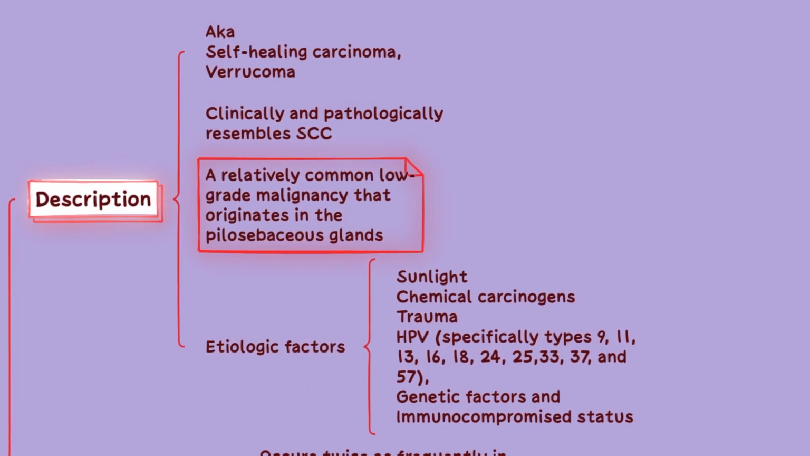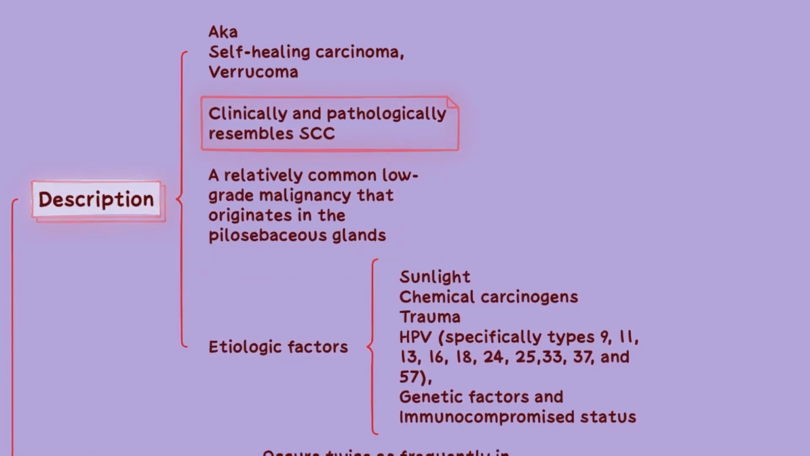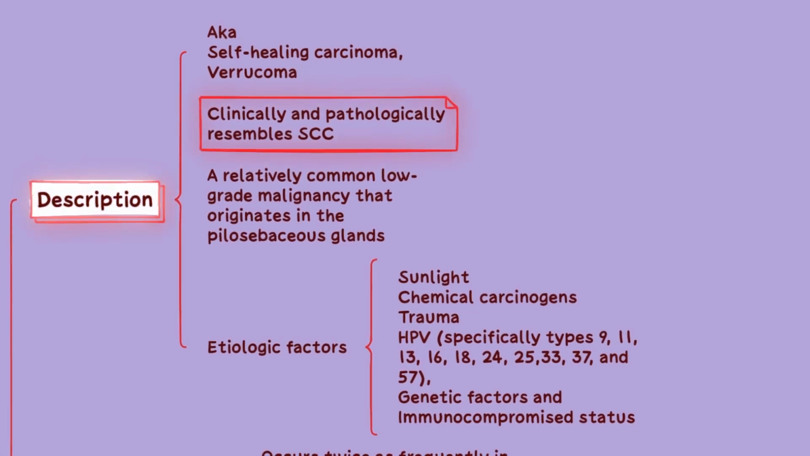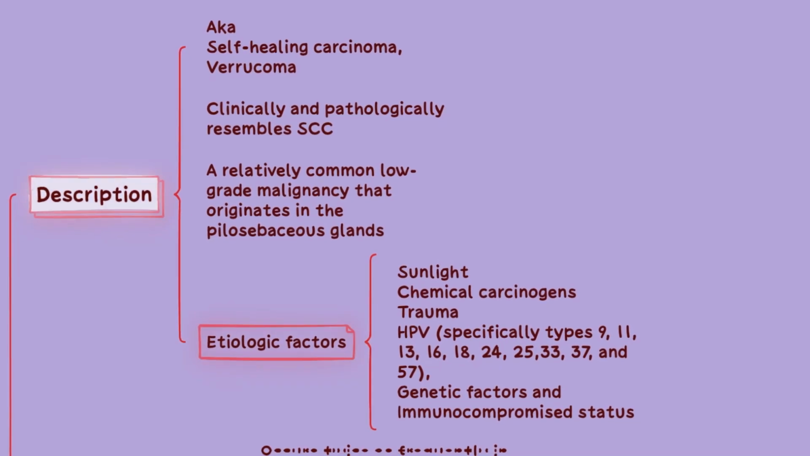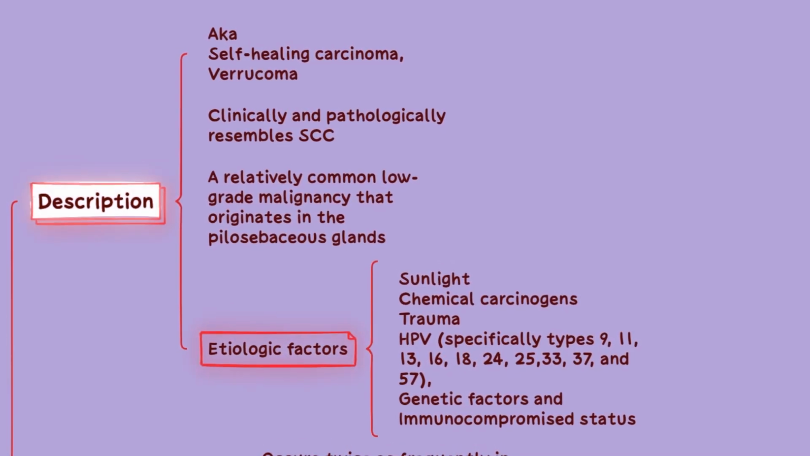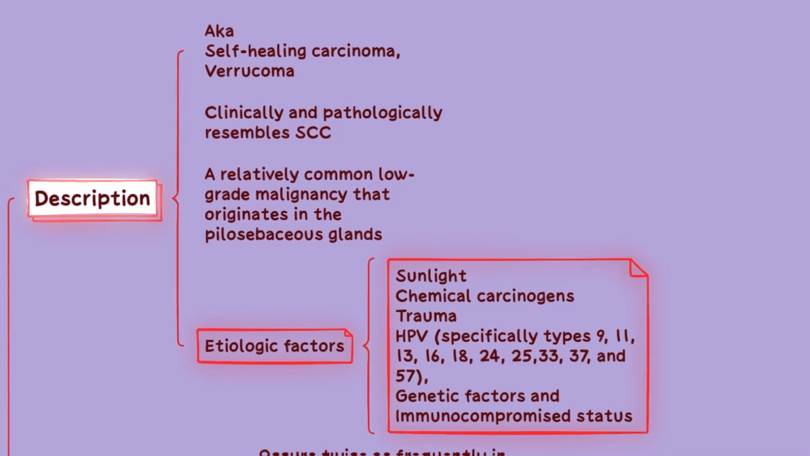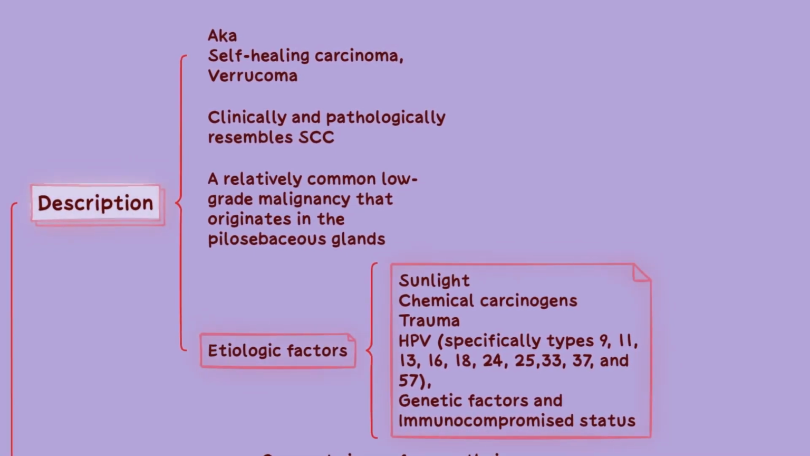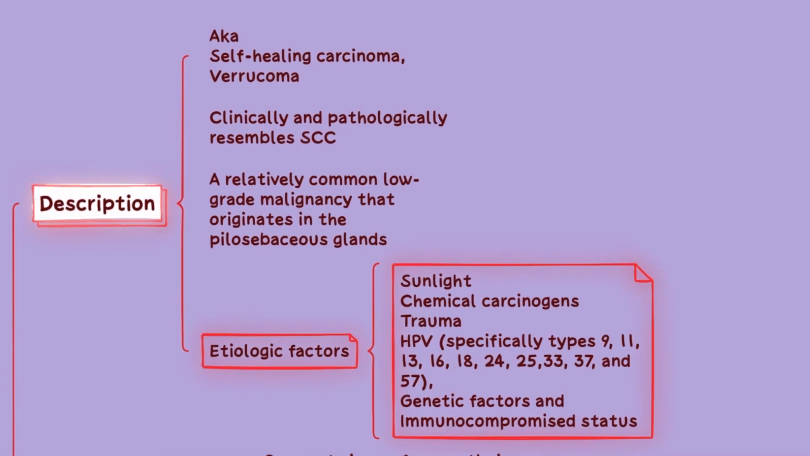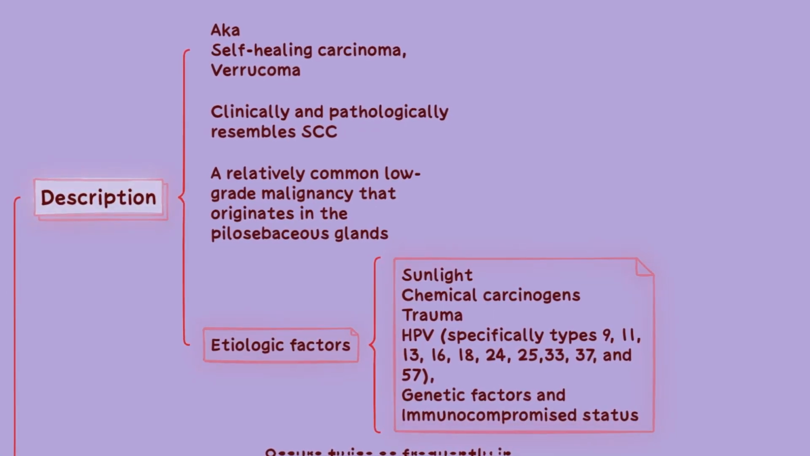It is a relatively common low-grade malignancy that originates in the pilosebaceous glands. Clinically and pathologically, keratoacanthoma resembles squamous cell carcinoma. Various etiological factors contribute to the development of keratoacanthoma, including exposure to sunlight, chemical carcinogens, trauma, infection with specific human papillomavirus types 9, 11, 13, 16, 18, 24, 25, 33, 37, and 57, genetic factors, and immunocompromised status.